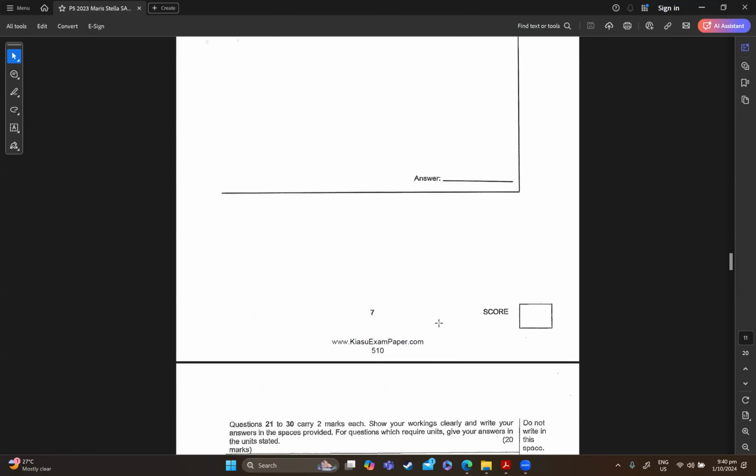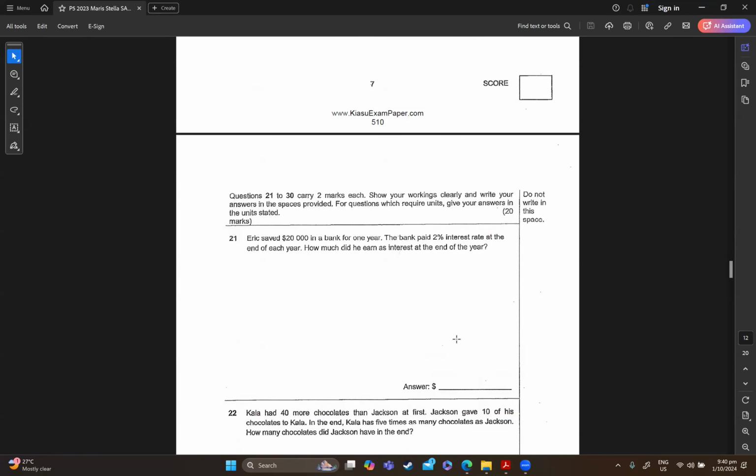Okay, now let's move on to problem sums. Eric saved $20,000 in a bank for 1 year. Bank paid 2% interest at the end of each year. How much did he earn as interest at the end of the year? So they are not asking for the final total, just the interest. Okay. So just take 20,000 times 2 over 100.